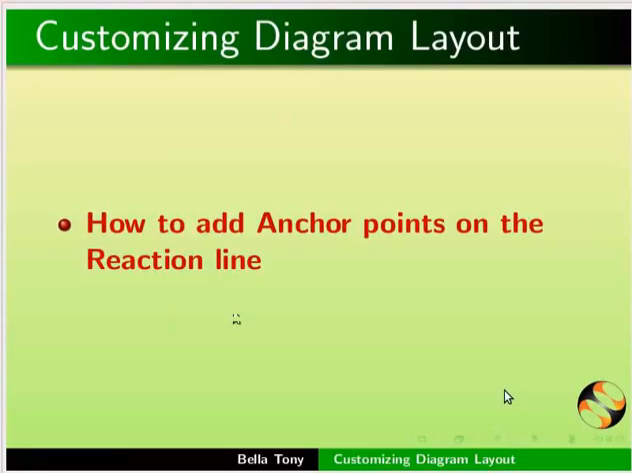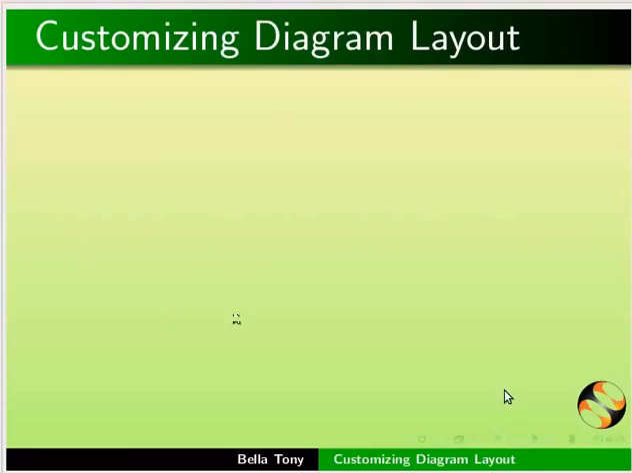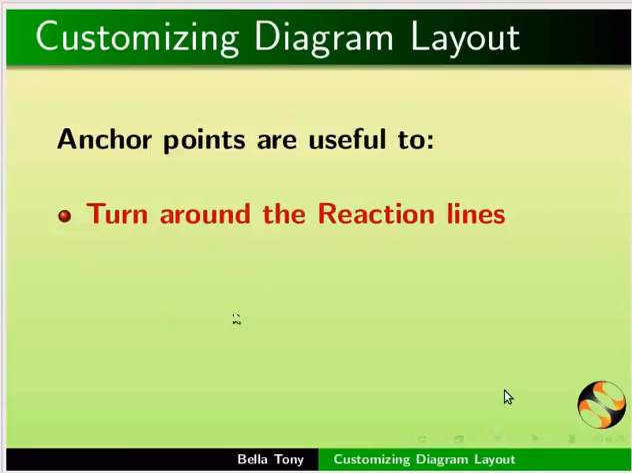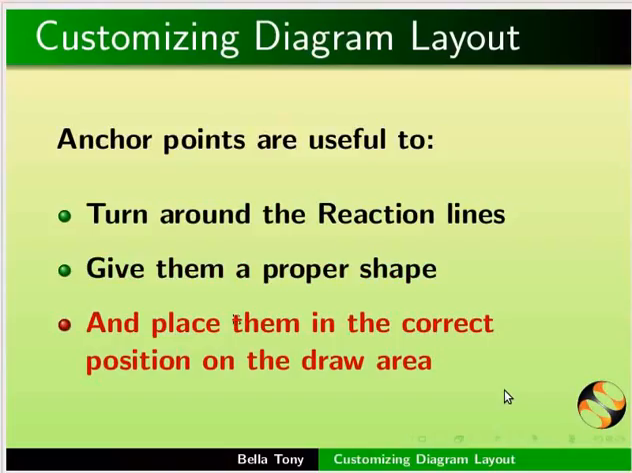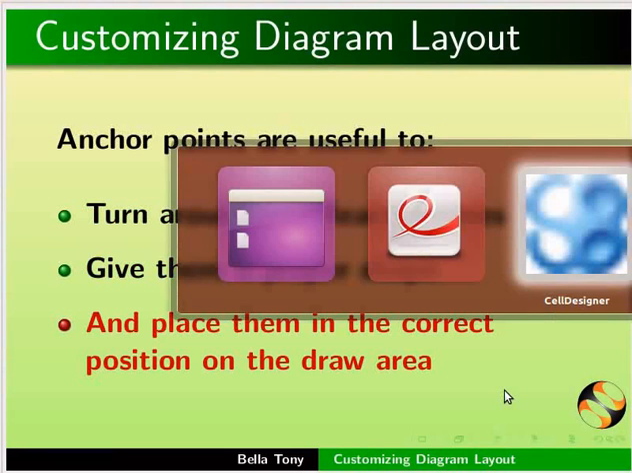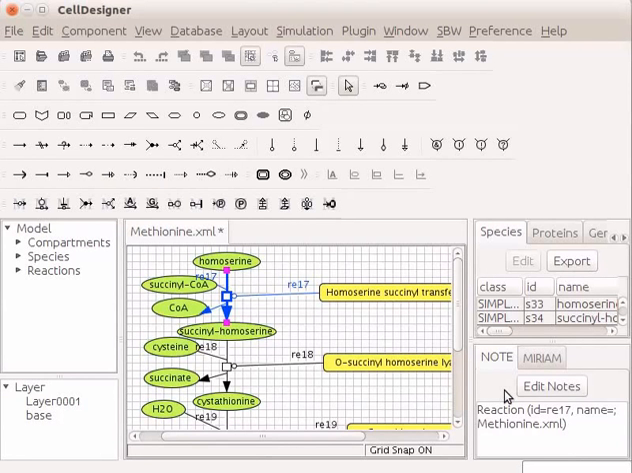Next, we will learn how to add anchor points on the reaction line and why anchor points are useful to turn around the reaction lines, give them a proper shape, and place them in the correct position on the draw area. Let's come back to the Cell Designer interface.